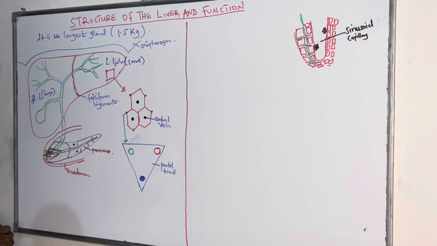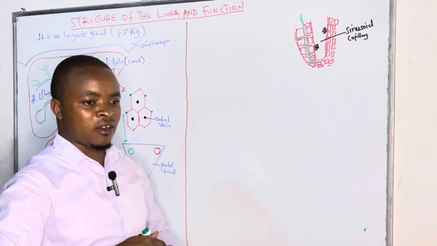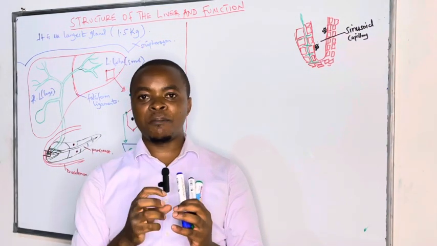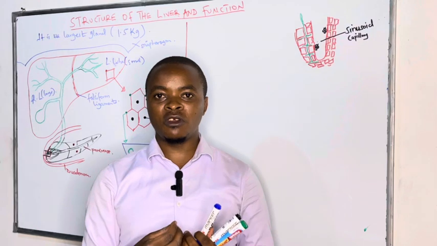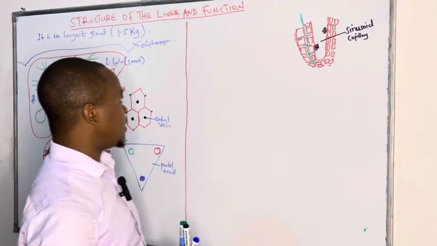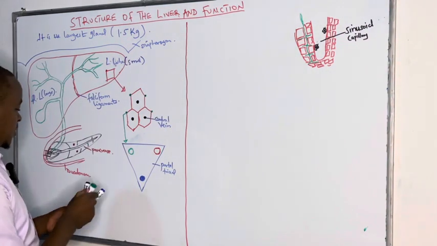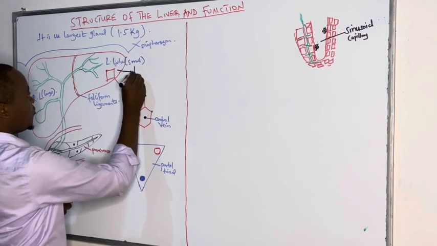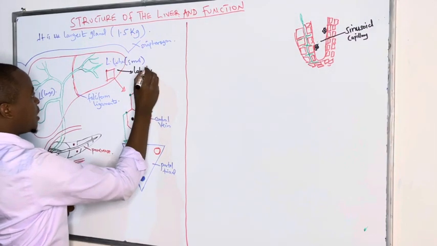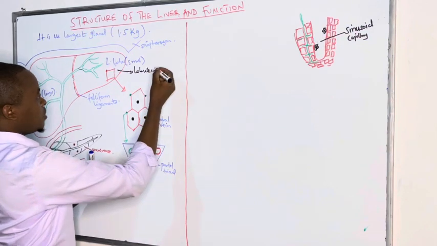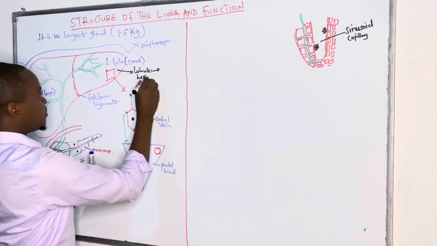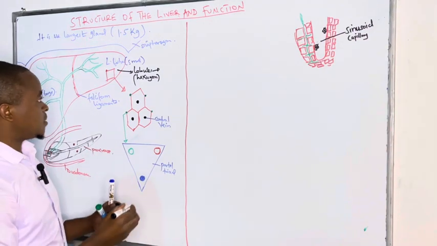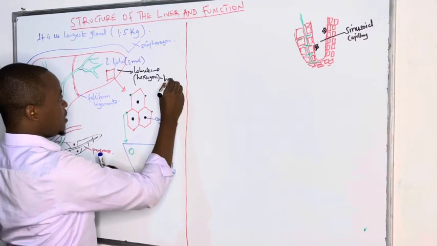Each lobe has what we call lobules, and these lobules are made up of millions and millions of functional units known as hepatocytes. So the liver is made up of lobules, and these lobules are hexagonal in shape, or you can say they are honeycomb-like.